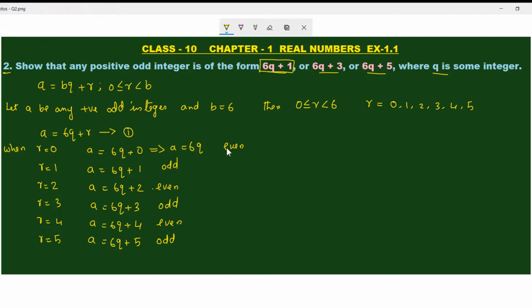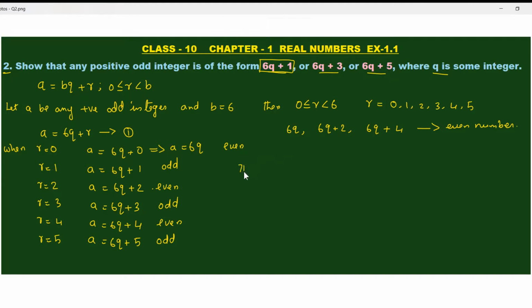So you can see this one, 6q, and 6q plus 2, 6q plus 4 are all even numbers. So these are not in the form of 6q plus 1, 6q plus 3, 6q plus 5.